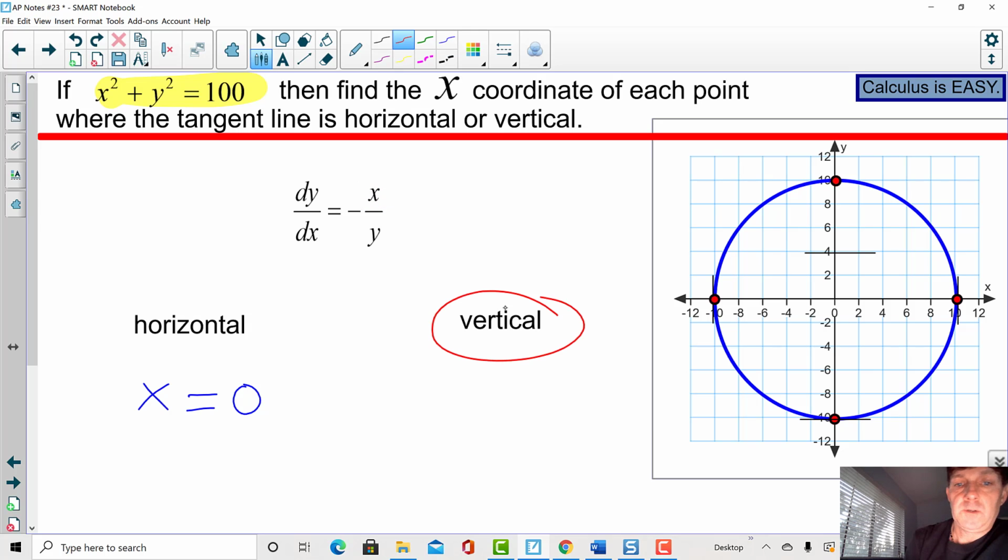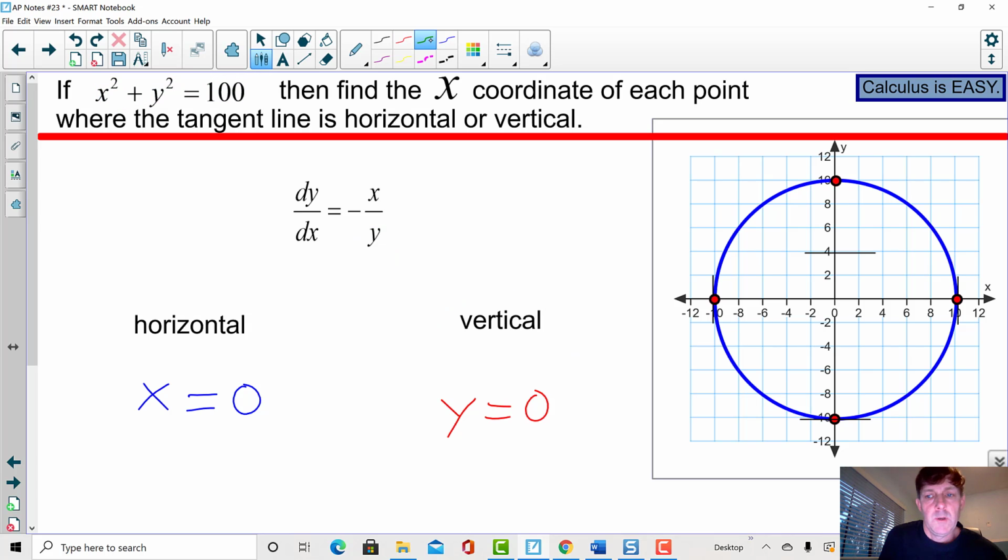Now, to get a vertical tangent line, you would need the bottom to equal 0. In this case, we just need y to equal 0. And that's it. There's really nothing else to it. Now, we do want to be careful. We want to make sure we answer the question. It wants to know what is the x-coordinate for each point.